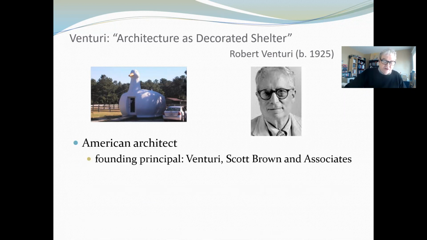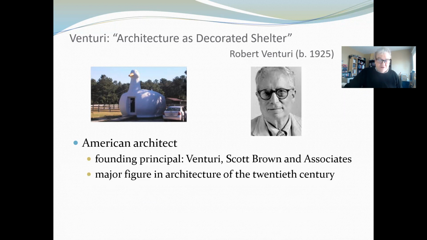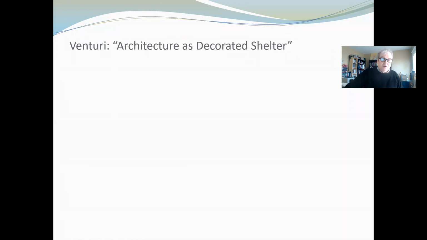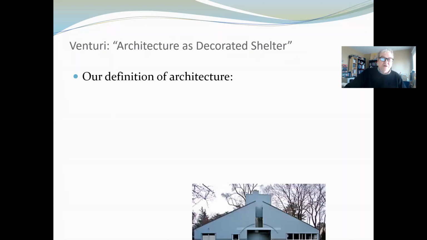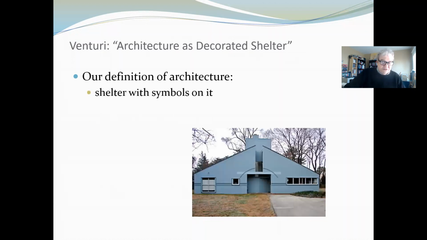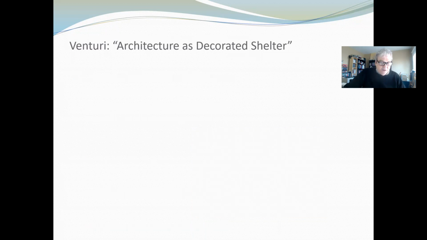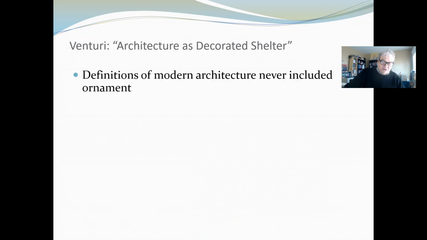He's one of the major figures in the architecture of the 20th century. Venturi starts out by giving the common definition of architecture, the one that has generally been given. Something like shelter with symbols on it, or a shelter with decoration on it. Now, definitions of modern architecture have never included ornament, believe it or not, nor do they refer to shelter.